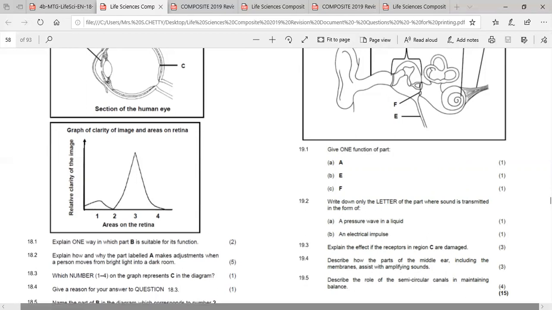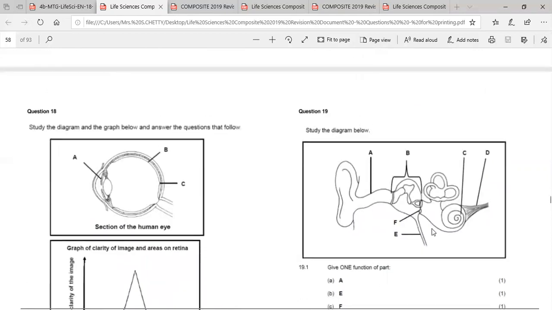Describe how the parts of the middle ear, including the membranes, assist with amplifying sounds. Amplify means make the sound even more intense, louder. Simply put, louder. So how do the parts of the middle ear assist with amplifying sounds, my darlings, this is all your middle ear. And the parts that assist with amplifying sounds is your tympanic membrane and your oval window. Now, how do they help in amplifying sound?